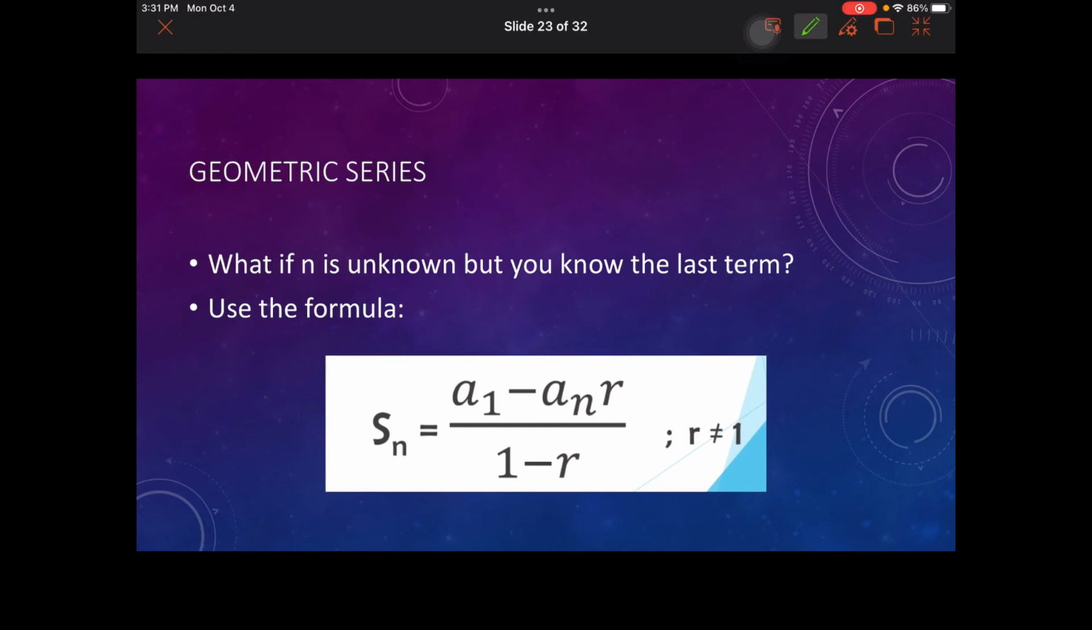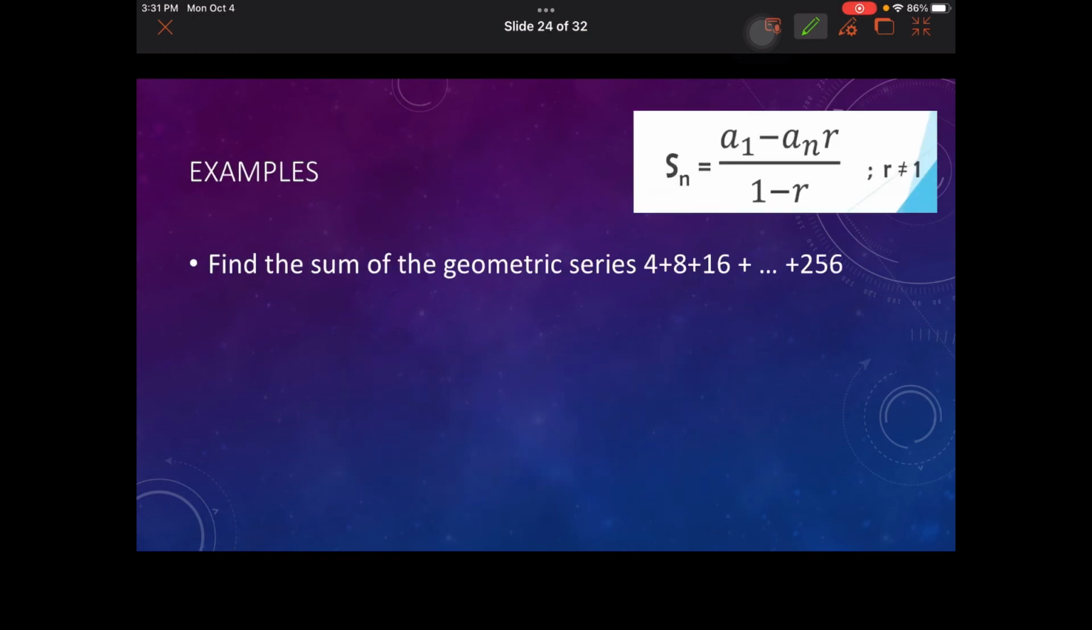Ganito po siya. So, this is our first example. Find the sum of the geometric series 4 plus 8 plus 16 plus ... plus 256. So, if you notice, meron siyang ... sa gitna. Ibig sabihin, hindi natin alam kung ano yung mga numero dyan sa gitna na yan. However, we do know the first term, which is 4, and the last term, which is 256.